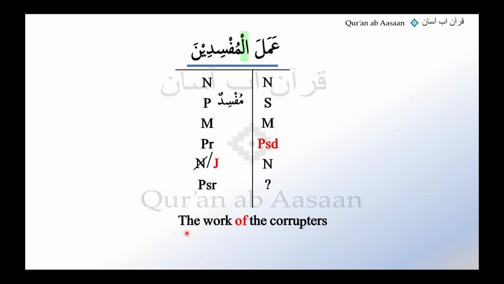Here also, it's not just any amal. It's not just any work. It's actually the amal, the work of the mufsids, the corruptors that are mentioned here. So not just any amal, not just any work, but the specific work of the corruptors, of the mufsids here, all right? So that is why we are adding "the" before the possessed nouns, okay?